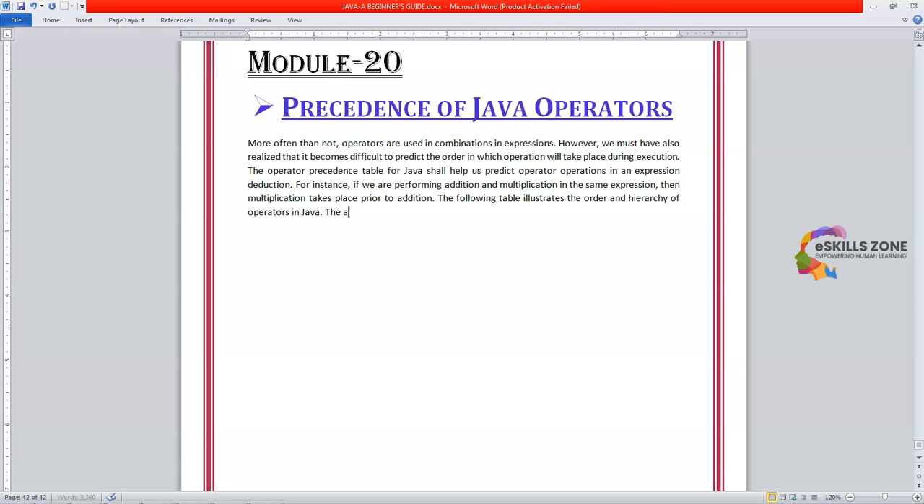Associativity for all the operators is left to right. I'm going to highlight it and increase the size of the text. However, the unary, assignment and conditional operators follow right to left associativity.